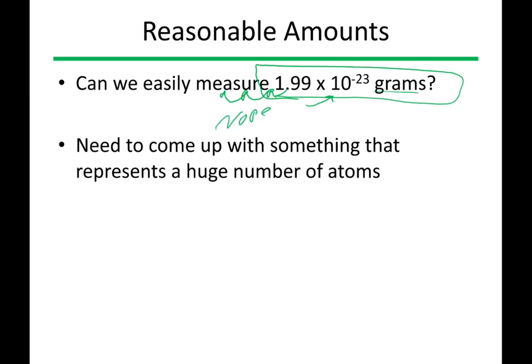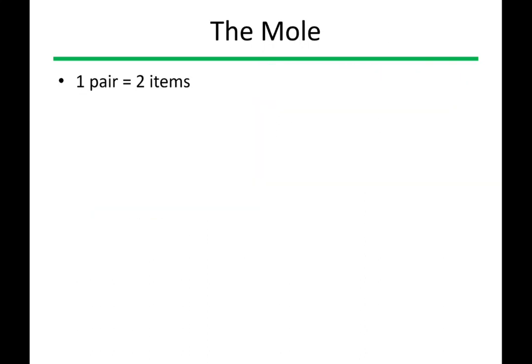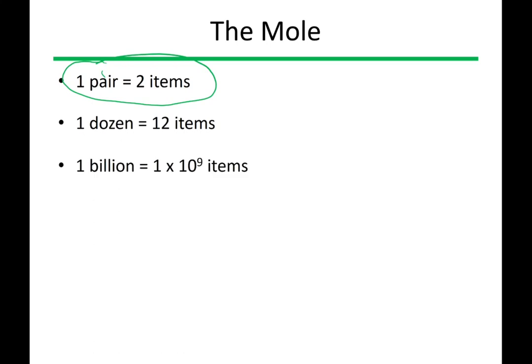But since in chemistry we do want to work with individual atoms, we need to come up with some system that represents a huge number of atoms, and this is where the idea of a mole comes in. The mole is just another version of counting, and you'll notice these are all set up as equalities, so these are all things that we could use as a conversion factor. 1 pair is equal to 2 of something. 1 dozen is equal to 12 of something.